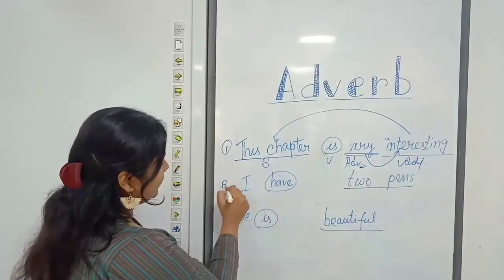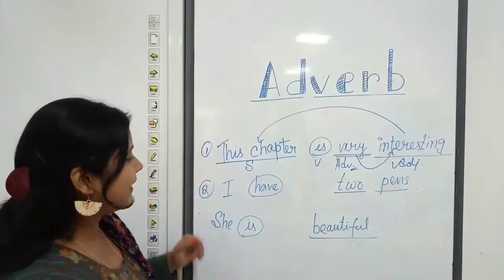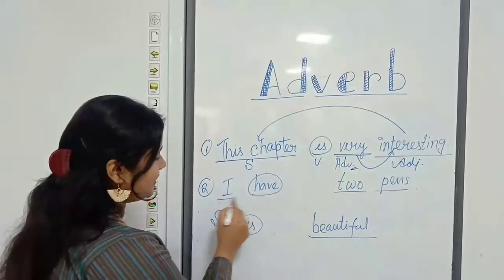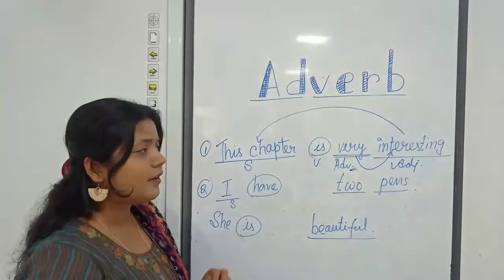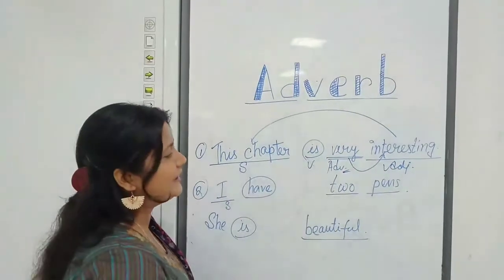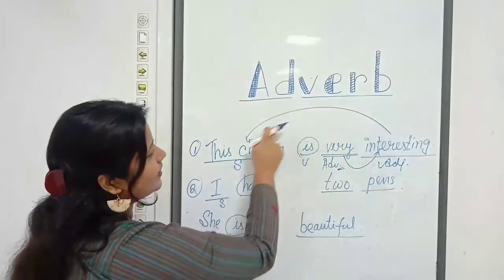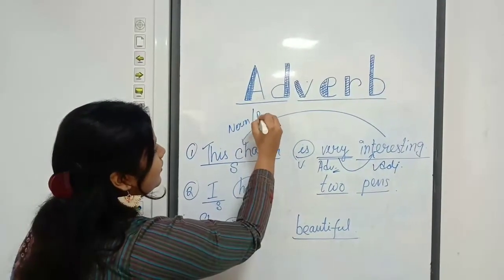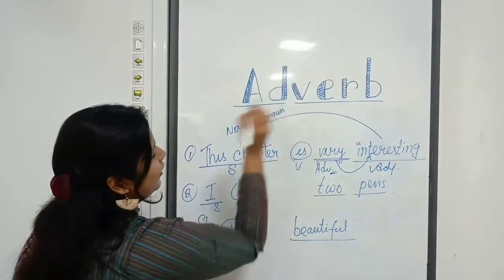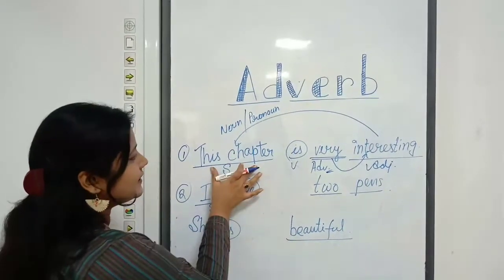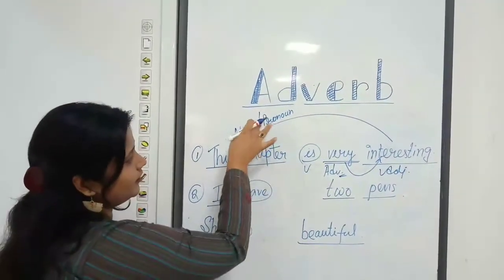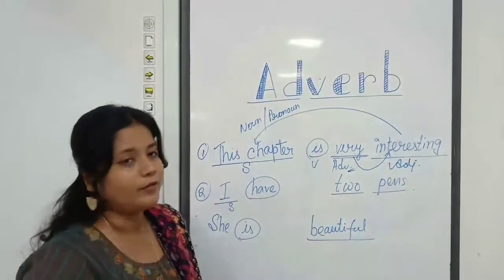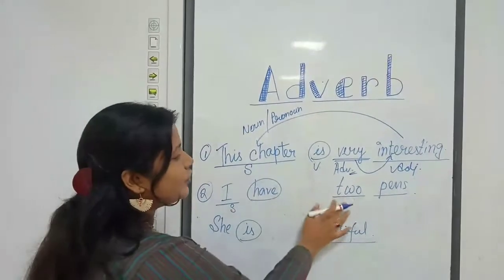Now the next one that we have, the second sentence, is I have 2 pens. So let's look at it here. This is the subject that we have. Well, by the way, I think I forgot to mention that adjectives always describe a noun or a pronoun. So I'm writing it in here also: it describes a noun or pronoun. And here this chapter is definitely the noun in this sentence. Next one, I is the pronoun, right? So here, I have 2 pens.